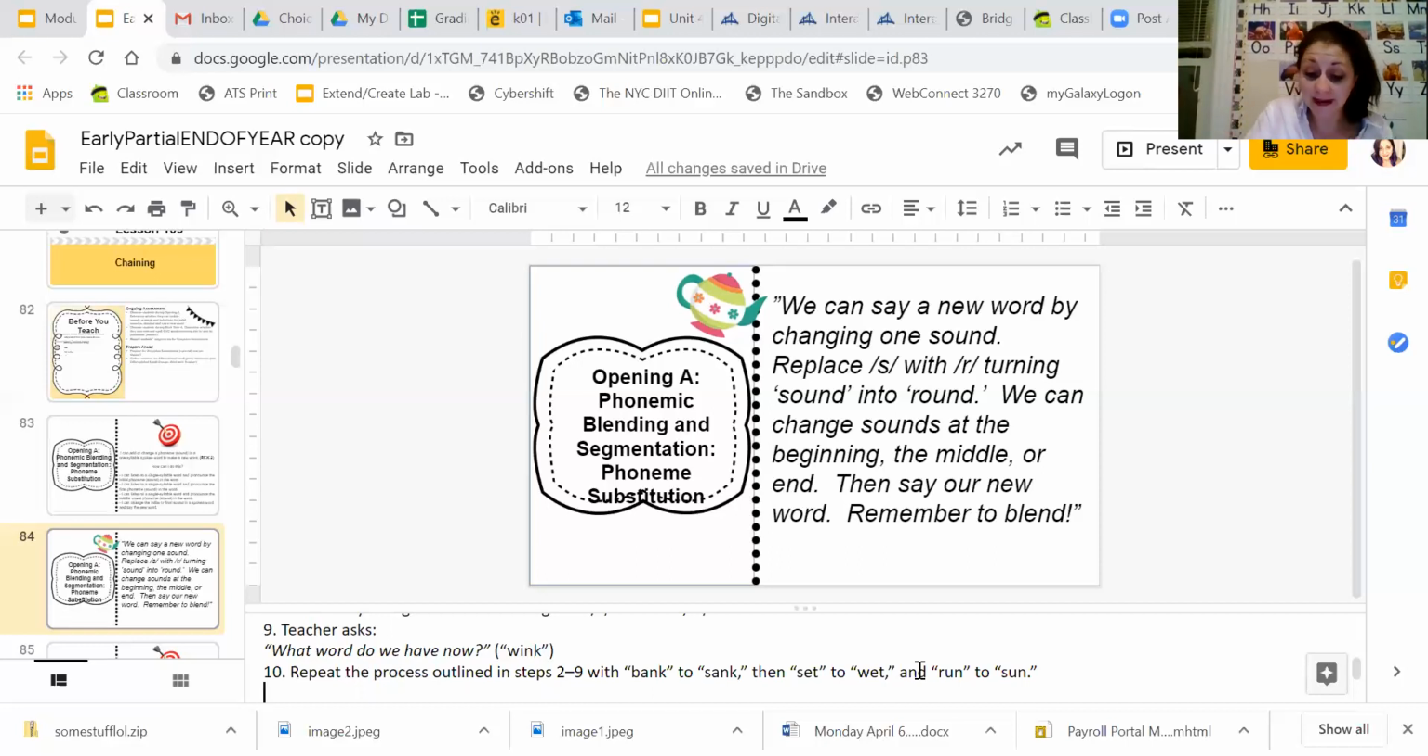I'm gonna write the word on my board. You can try and write it as well on your boards or on your paper. And I'm gonna show you how it's spelled.